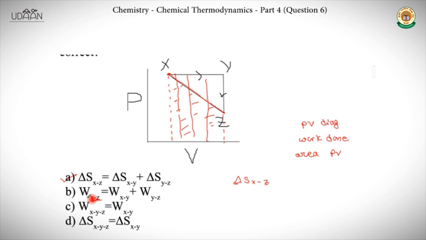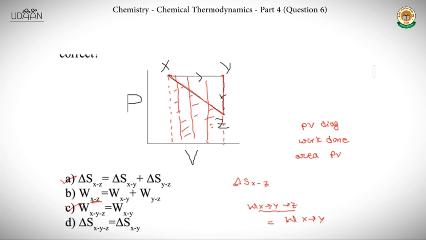Coming to option C, work done from X to Y and Y to Z. X to Y is an isobaric process, constant pressure, and Y to Z is an isochoric process. The area covered by this YZ line is 0, since work done in an isochoric process is 0. So work done from X to Y and Y to Z is only equal to work done from X to Y. So option C is right, since work done from Y to Z is 0.